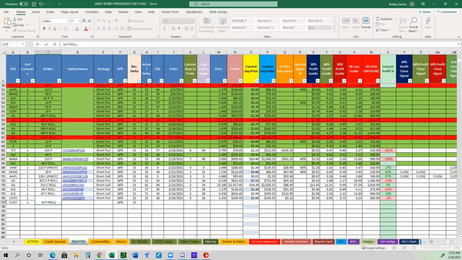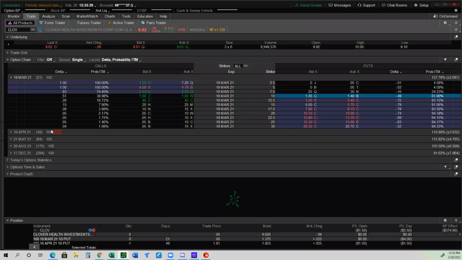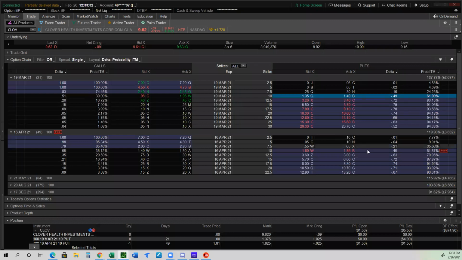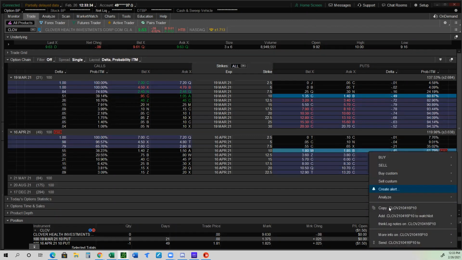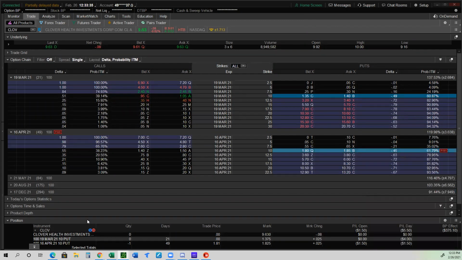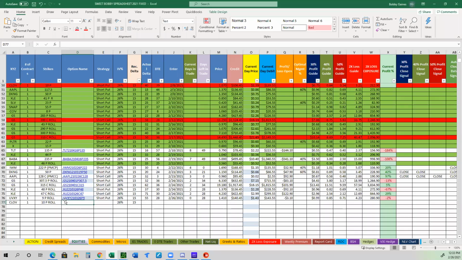And man, I should have done it while I was there. So let's grab that option. Here we go. Right click, copy. And Control V for vaccination.